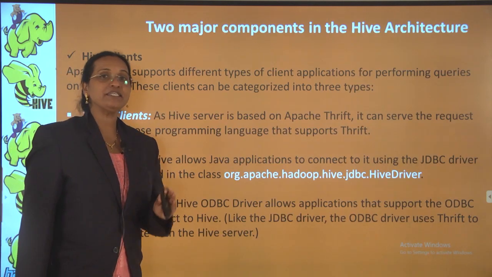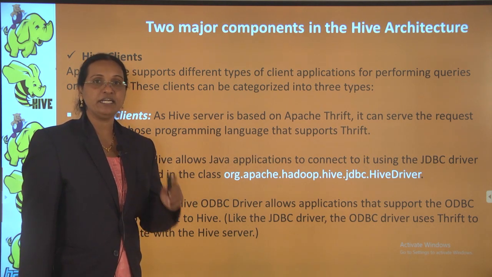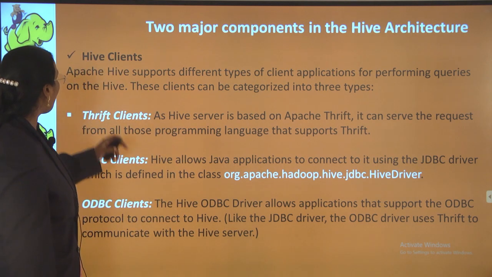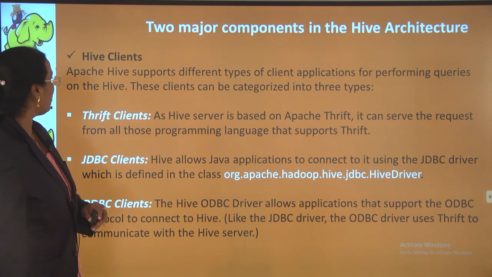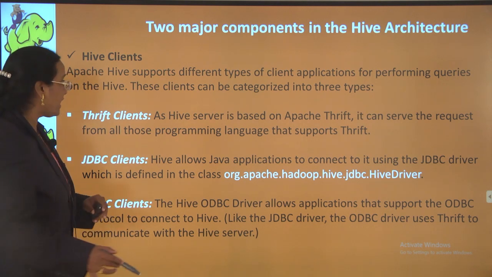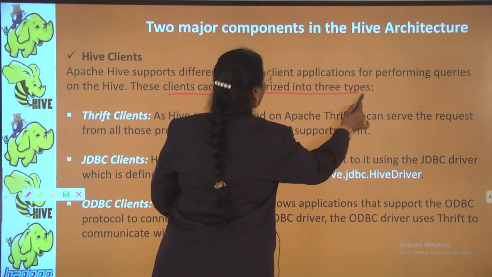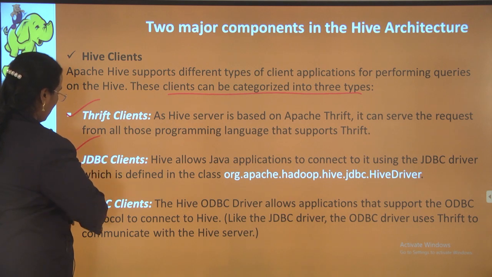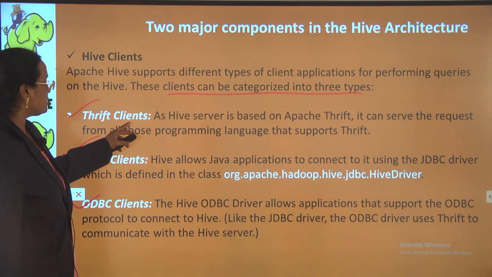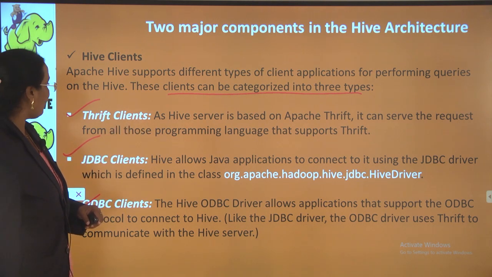Among that, 2 major components are necessary to learn in more depth. So what is that? The Hive client. Apache Hive supports different types of client applications for performing queries on Hive, and these client applications can be categorized into 3 types: Thrift applications, JDBC clients and ODBC clients. Thrift clients are nothing but the Hive server is based on Apache Thrift.